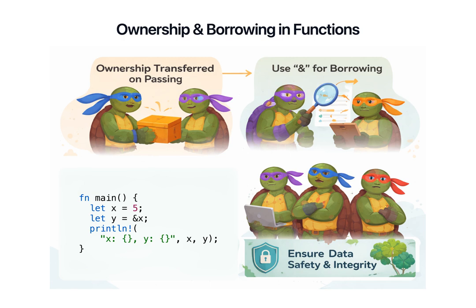Rust functions require careful management of data ownership and borrowing. Ownership is transferred when passing values, while borrowing is done using the & symbol to maintain data safety and integrity.